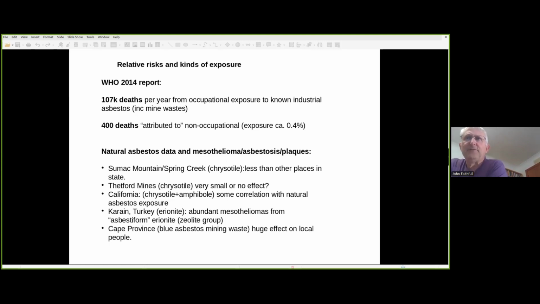In terms of relative risks, by far the biggest amount of risk that we have from asbestos comes from occupational exposure to known industrial asbestos sources, including mine wastes. But there are deaths attributed where we don't really know where they're coming from, and this may include low-risk occupational or natural exposure to asbestos.